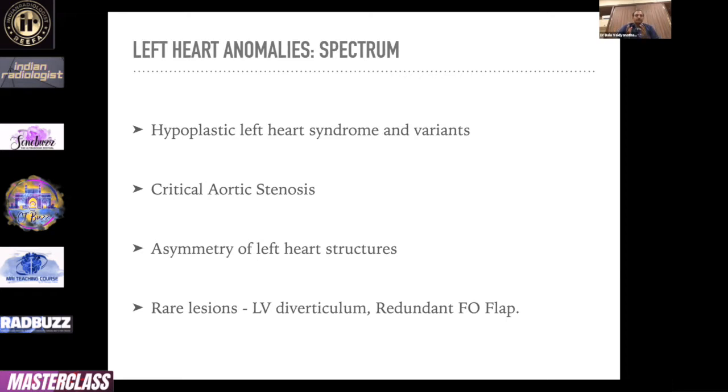Then there is this rather common entity called asymmetry of left heart structures, what people call left ventricular asymmetry or left ventricular disproportion. This is a little bit of a gray zone because many people sometimes label this as hypoplastic left heart syndrome as well. So we are going to try to differentiate these two entities because it's very important.